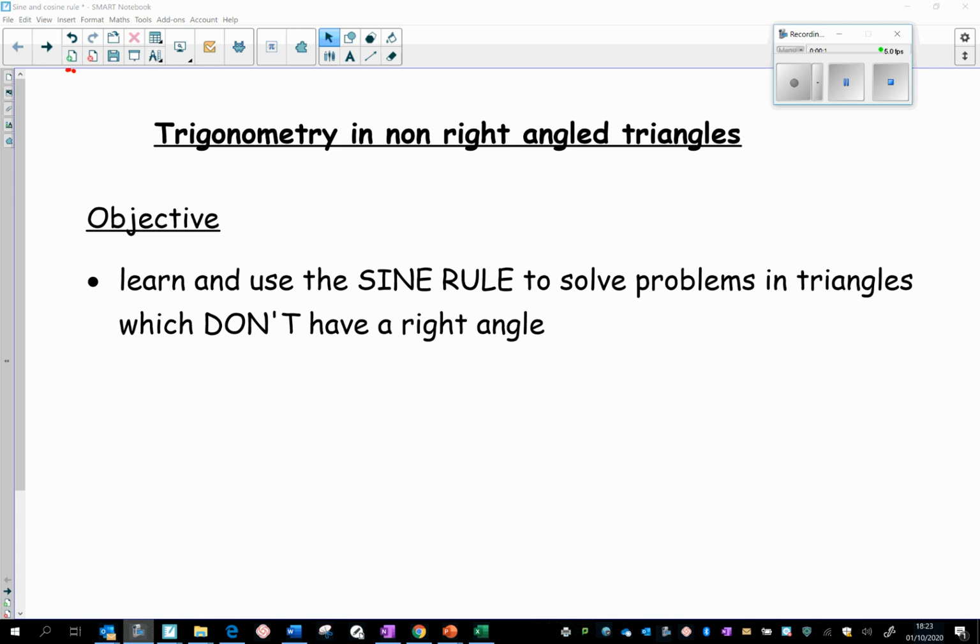Remember, SOHCAHTOA, or sin, cos, tan trigonometry, takes place in right-angled triangles. But what if you haven't got a right-angled triangle? What if the triangle that you're working with does not contain a right angle?